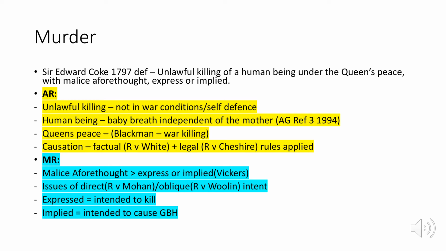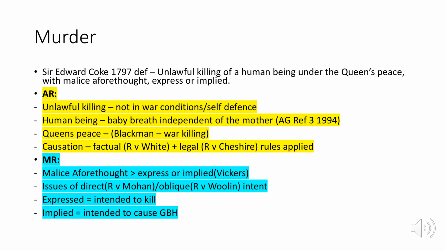So, for AR, you've got unlawful killing, which means not in mitigating conditions or self-defence. You've got human being. This means a baby breathing independently of the mother. This was shown in AG Reference 3 of 1994. You've got Queen's Peace, Blackman, which was a war killing. And then you've got the usual rules of causation.